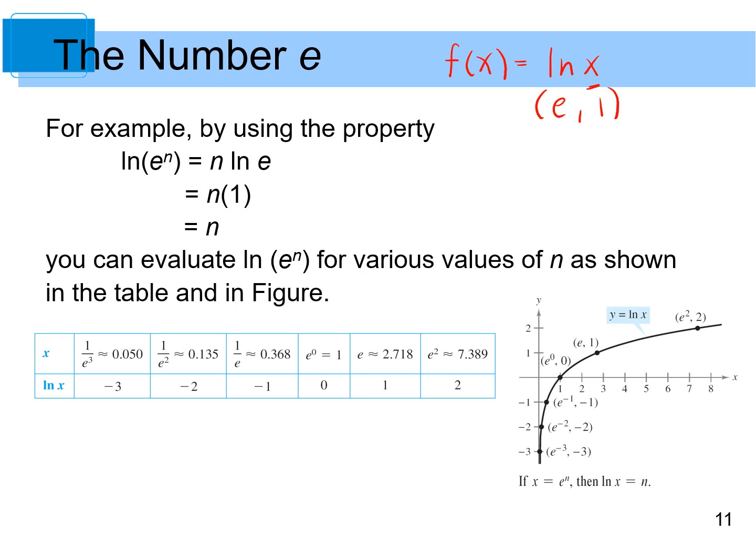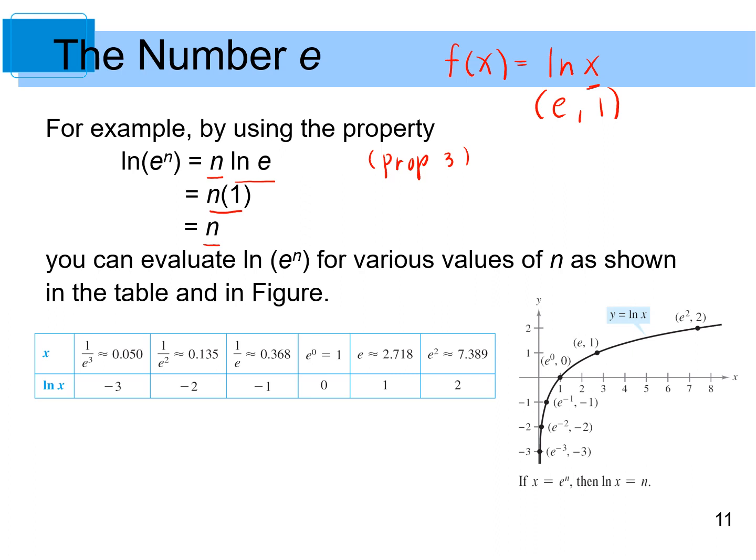Now let's try applying the properties discussed earlier. If we have ln of e raised to n, property 3 tells us that we can make n, the exponent, a coefficient. Here n is our rational number exponent. So n times ln of e using property 3 of logarithms. And we know that ln of e is equal to 1, so this becomes n times 1, and n times 1 is just n. So whenever you're evaluating ln of e to the n, the answer is simply n.